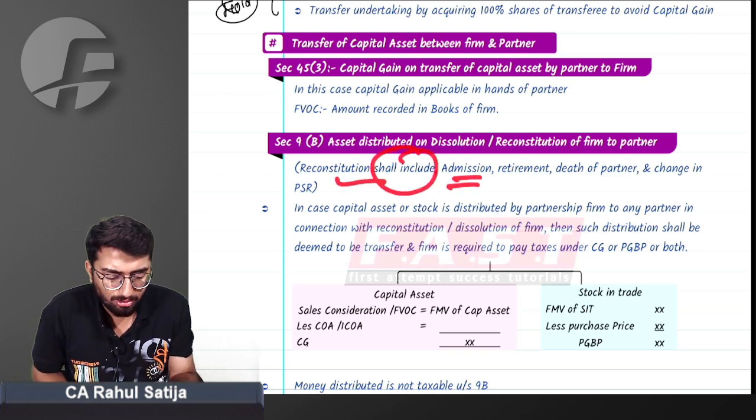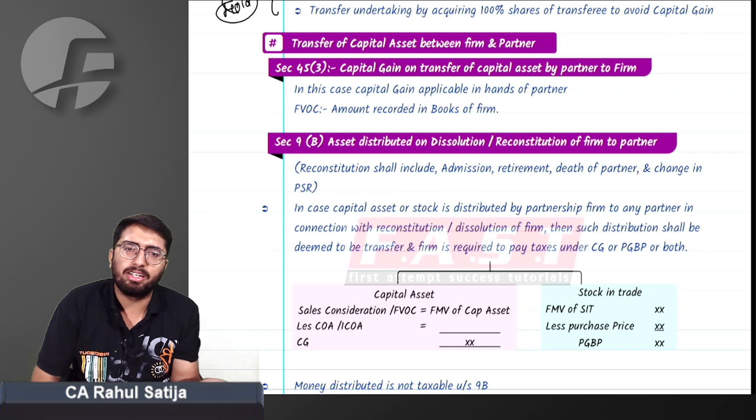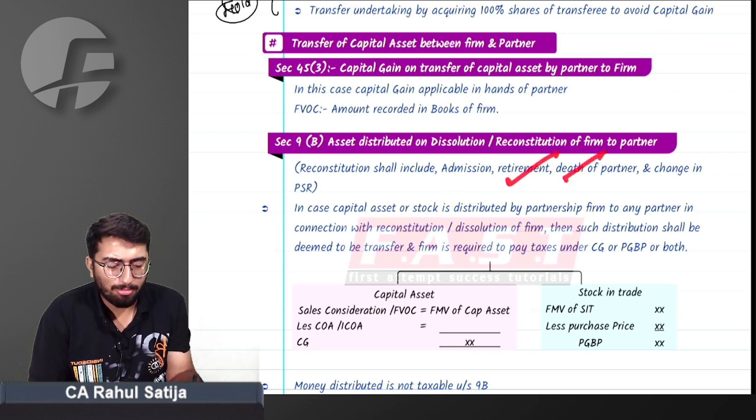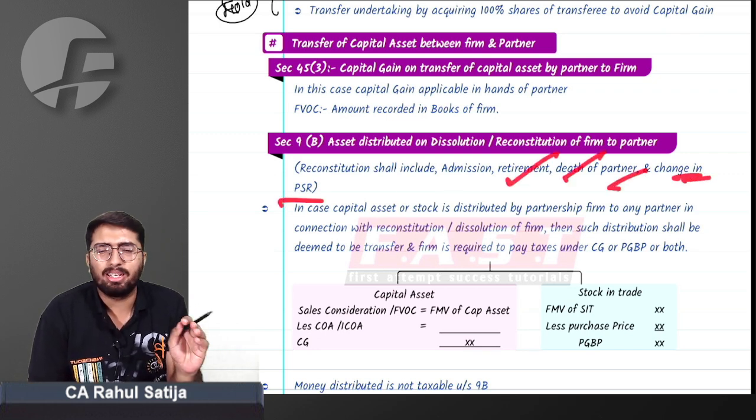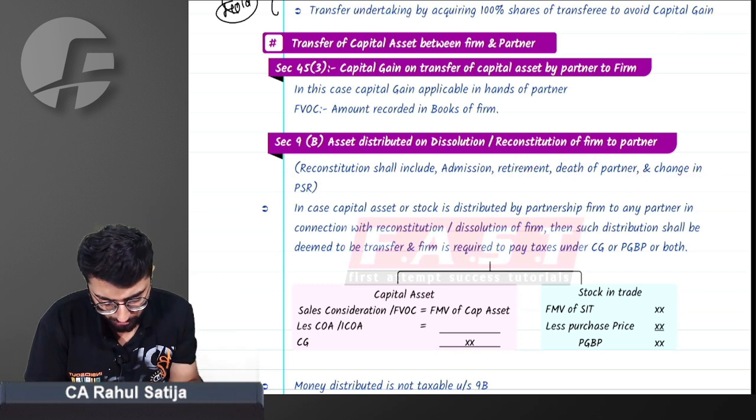Reconstitution shall include admission. Reconstitution means any partner is admitted into the firm, any partner is retired, any partner died, or there is any change in PSR. It is termed as reconstitution.